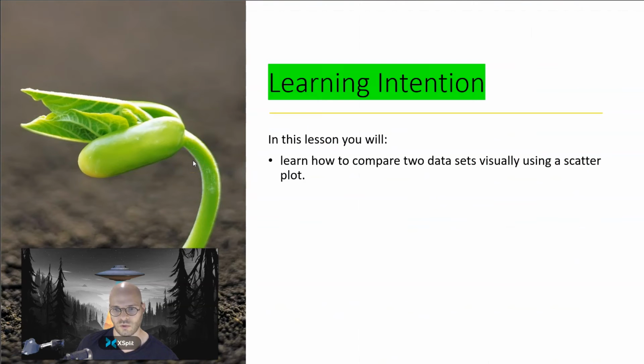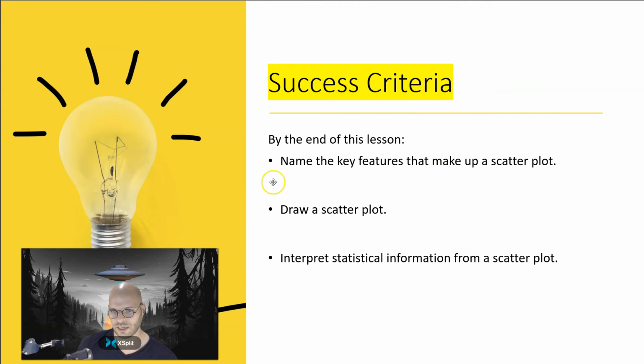So in summary, what we had a look at in this lesson was how we could compare 2 data sets visually using something called a scatter plot. By now, you should be able to name the key features that make up a scatter plot, you should be able to draw a scatter plot, and you should be able to interpret statistical information from a scatter plot.